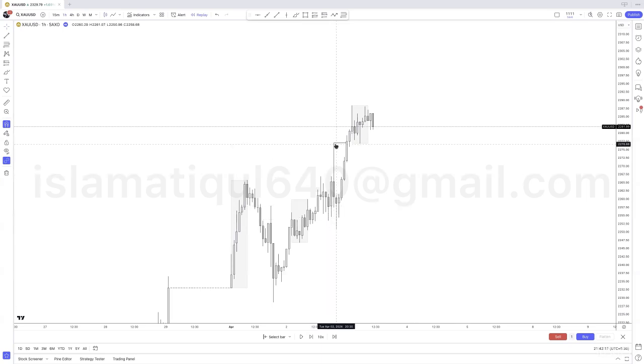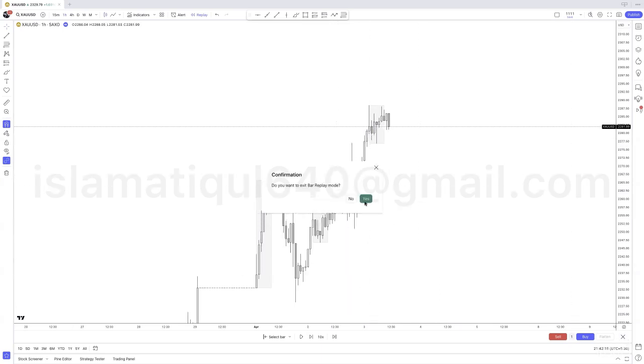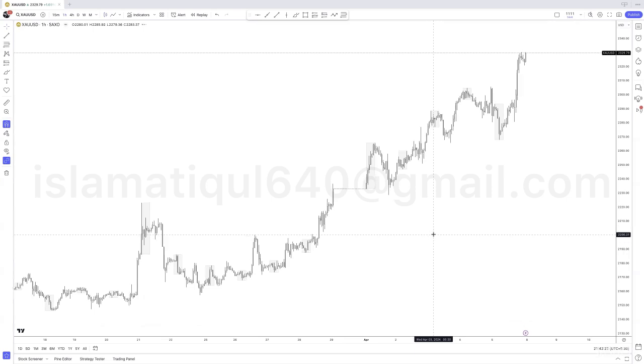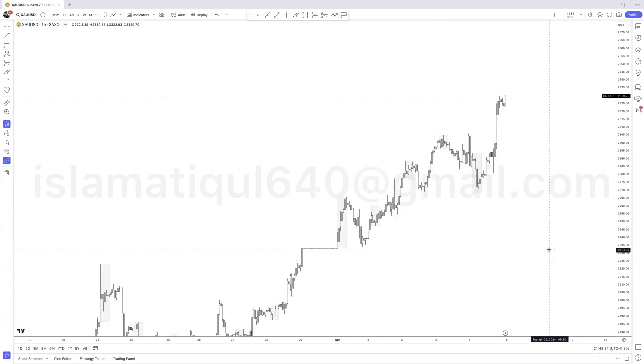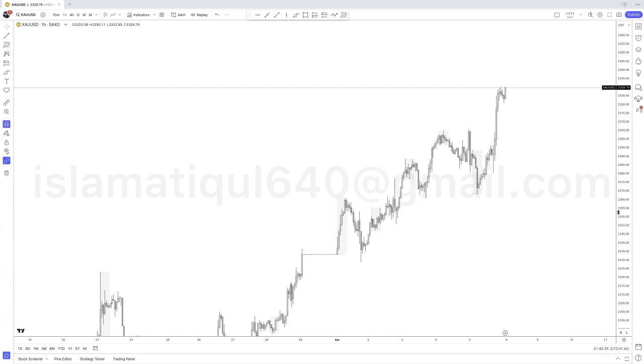I know it's not very easy, but with backtesting, you'll understand. So don't worry. If you're new to this, it's not going to be that easy. That's the thing, though. It's not going to be very easy.